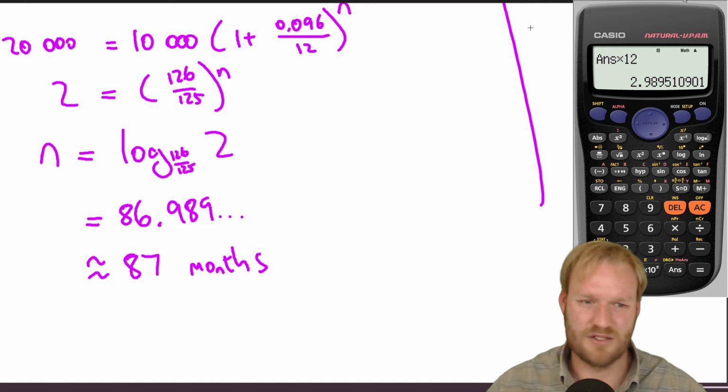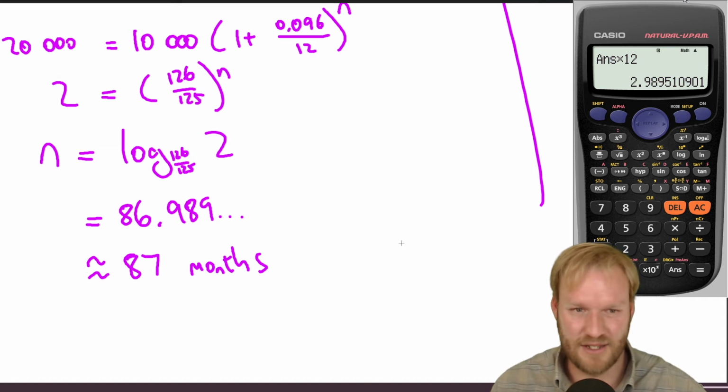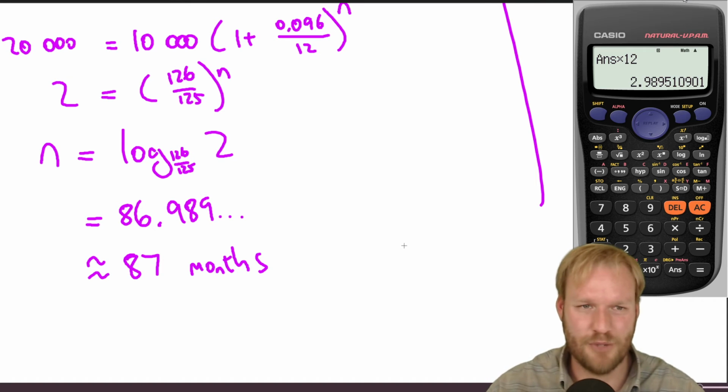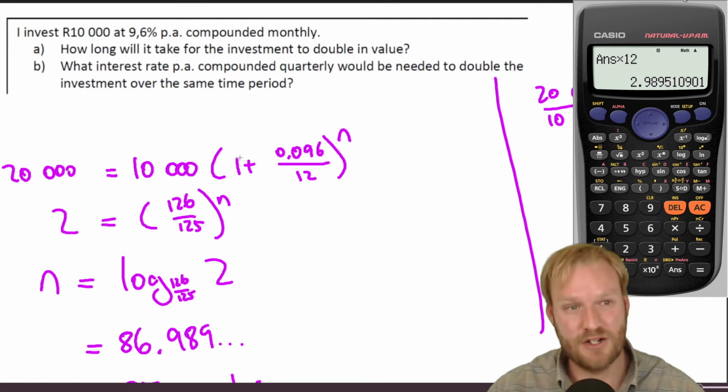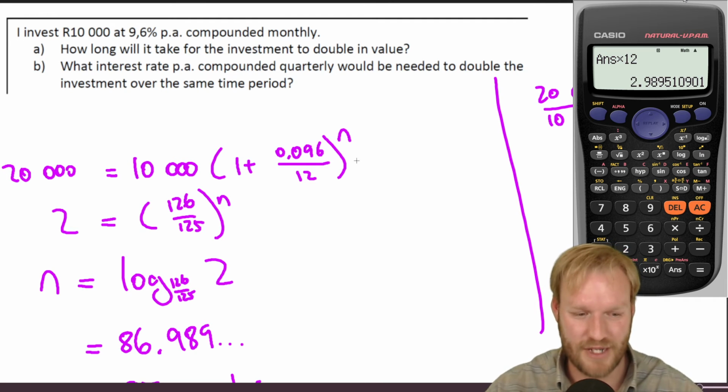7.25 years, but 87 months. It doesn't say how many years, just how long. Okay, so then part B asks us, what interest rate per annum compounded quarterly would be needed to double the investment over the same time period? Okay, so our N has stayed the same now, and we're looking for what interest rate compounded quarterly.